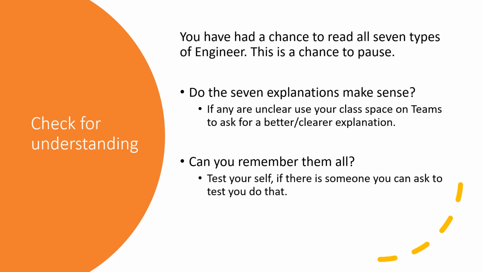You have had a chance to read all 7 types of engineer. This is a chance for you to take a pause. Do the 7 explanations make sense to you? If one or more than one don't, this is your chance to go over to the Teams, where we've got the different channels, the bit with the names of the different classes, and ask a question. Ask, say, what's a better or clearer explanation of this particular branch of engineering.